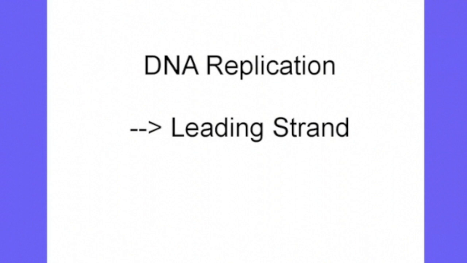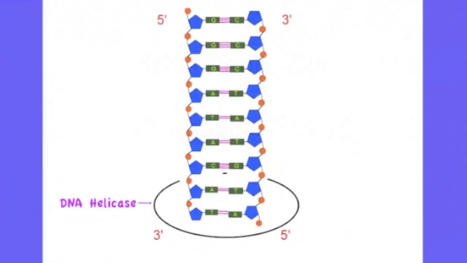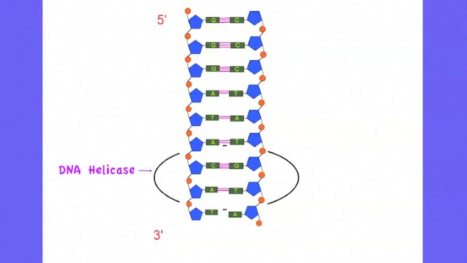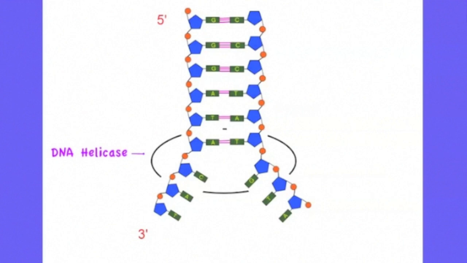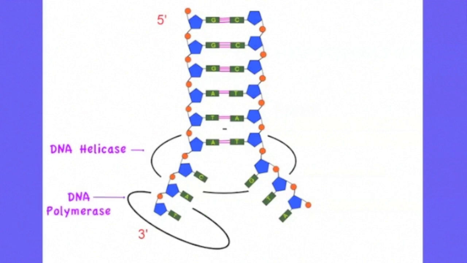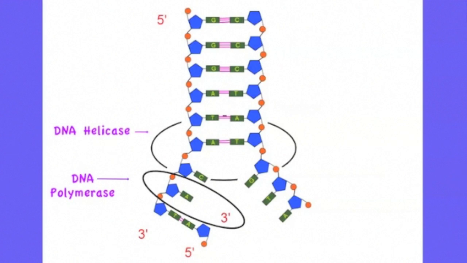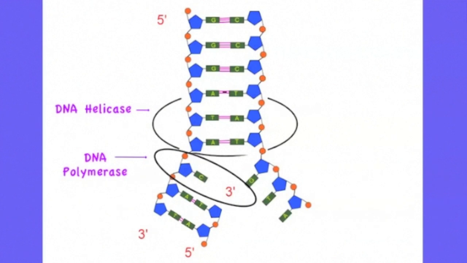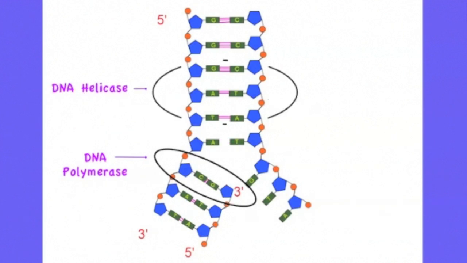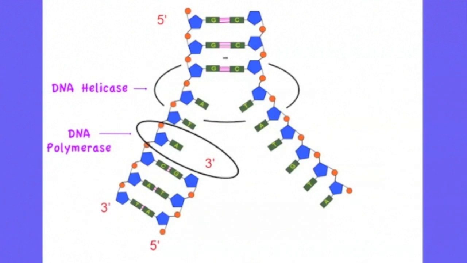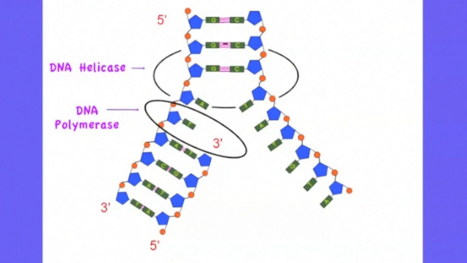The leading strand is the strand on the left-hand side which goes from 3' at the bottom to 5' at the top. First of all, the enzyme DNA helicase unwinds and separates the strands by breaking the hydrogen bonds between the complementary base pairs. Next, the enzyme DNA polymerase adds complementary DNA nucleotides. Notice that the newly synthesized strand complementary to the original strand is anti-parallel. DNA polymerase is only able to add a nucleotide onto the 3' end of the previous nucleotide.